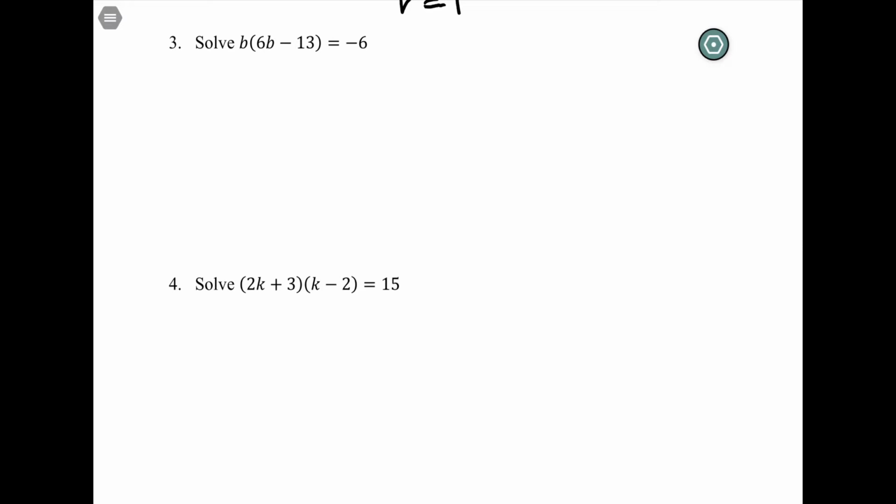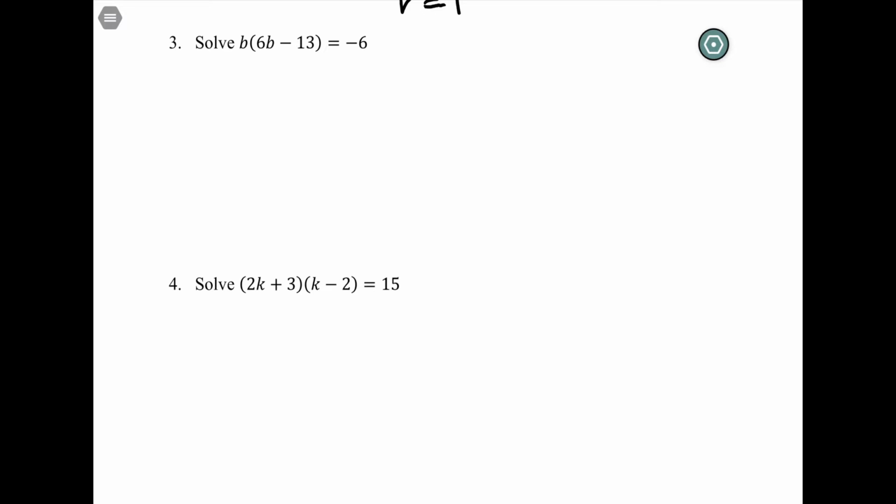Okay, getting even a little bit messier. This is kind of exciting. It looks like it's going to be exciting because it is in a factored form on the left-hand side, but it's completely useless because we can only draw conclusions about products if we know they're 0. If I know this is equal to negative 6, that doesn't tell me anything. I could have negative 2 and 3, I could have negative 3 and 2, I could have 36 and negative 1 over 6, infinitely many possibilities.